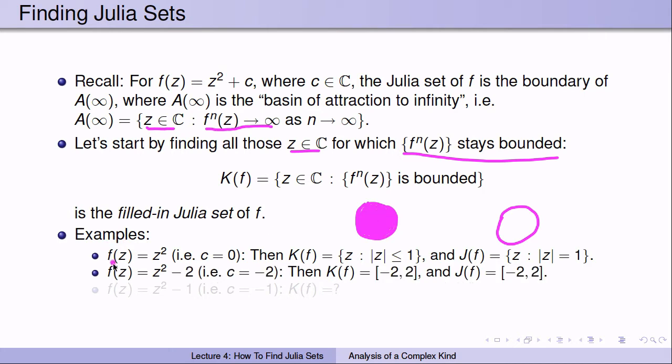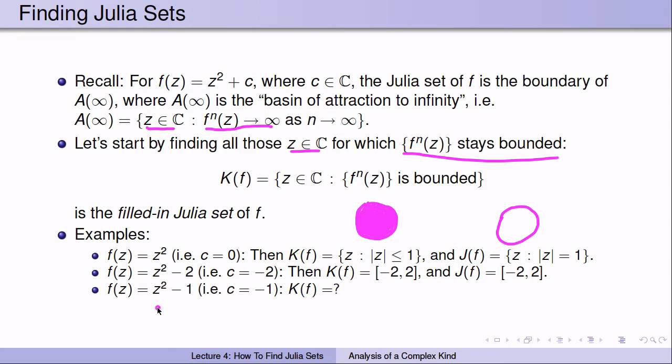We also looked at the function f of z equals z squared minus 2. So this is the case where the constant c equals minus 2. And we found that the Julia set is the interval from minus 2 to 2. We also found that all points outside of that interval get attracted to infinity, so belong to A of infinity. So the filled-in Julia set is the same as the Julia set, namely the interval from minus 2 to 2 in this case. Let's look at another example.